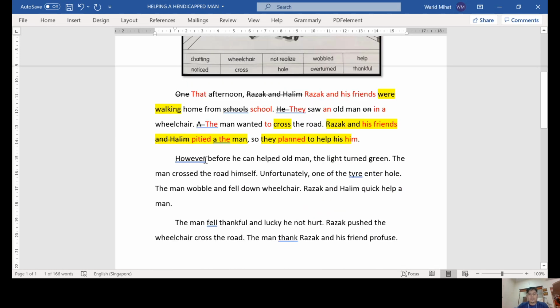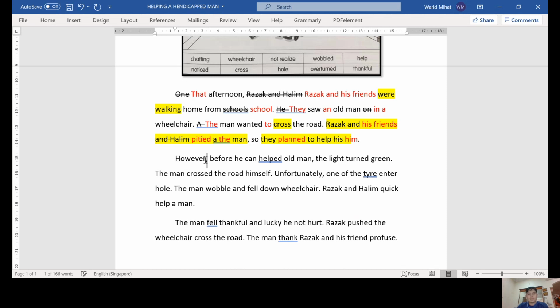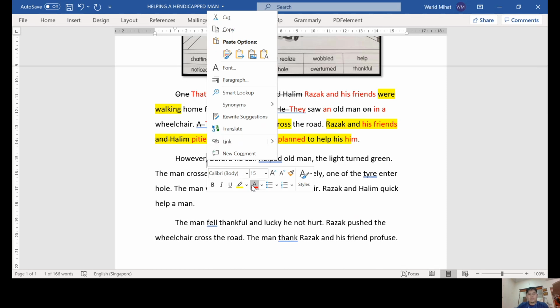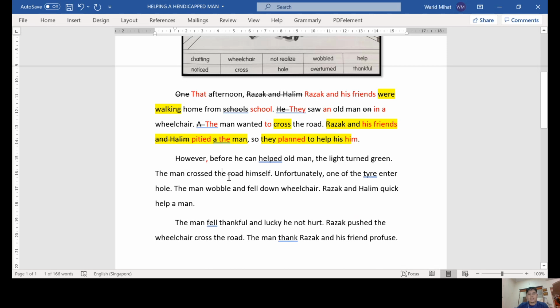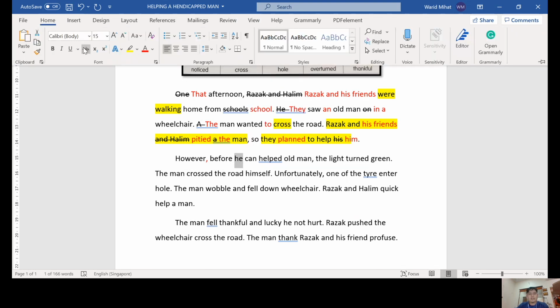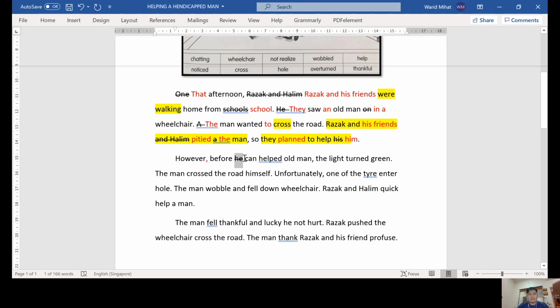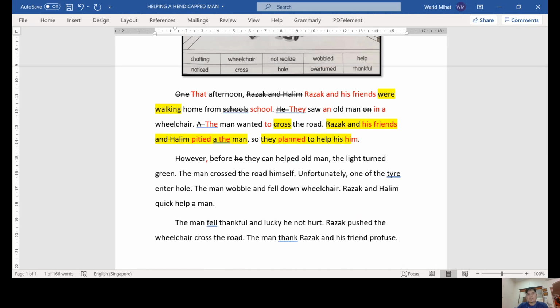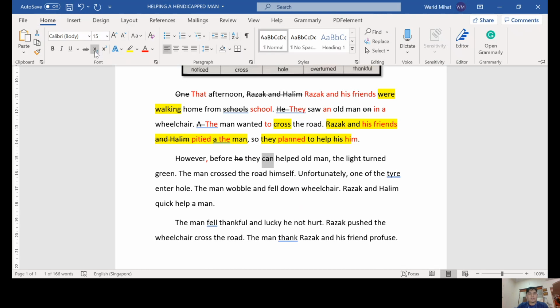However, wala bagaimanapun. However must be followed by a comma. Okay. However, before he can help old man. Again, kembali kepada consistency. Being parallel with whatever it is. So, instead of using the word he, use the word they. Before they can. Can, past tense, could. Before they could, right? Not they can. Before they could.